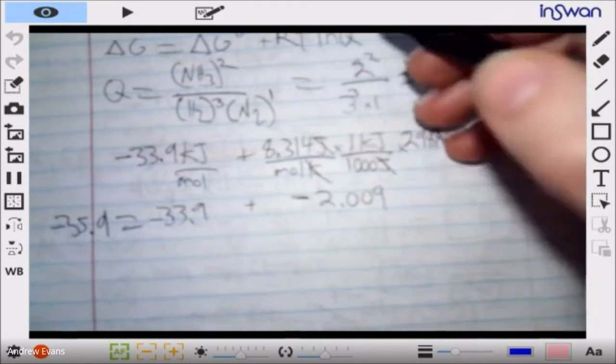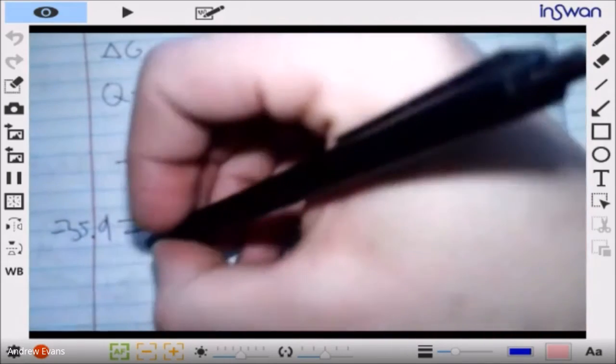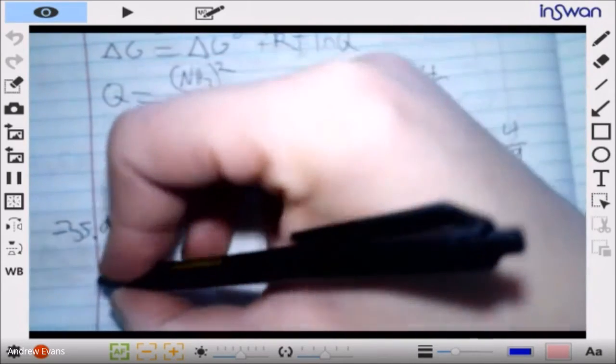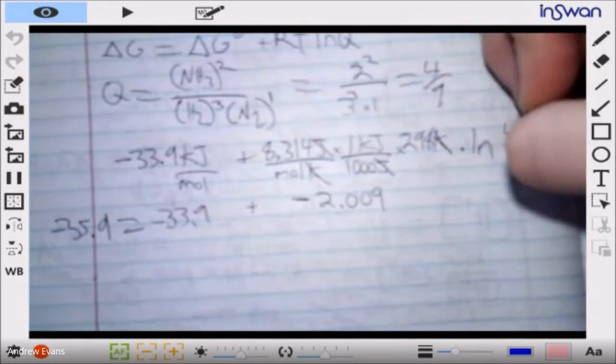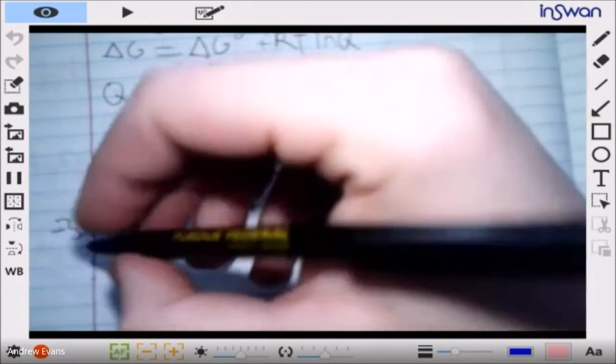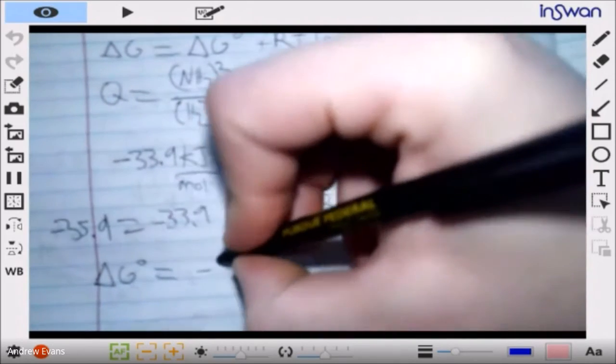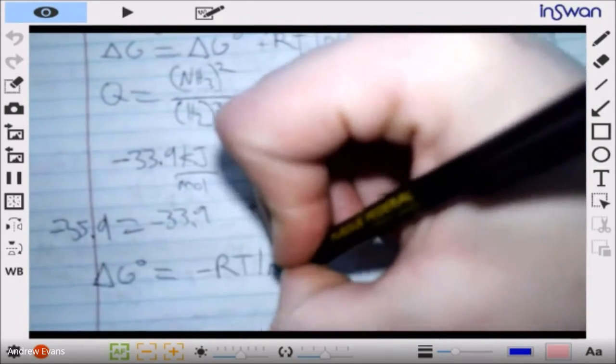Now, taking this a step further, what is our K? What would our equilibrium constant actually be? It's obviously not 4 over 9. We need to produce more products. So delta G standard equals negative RT ln K.